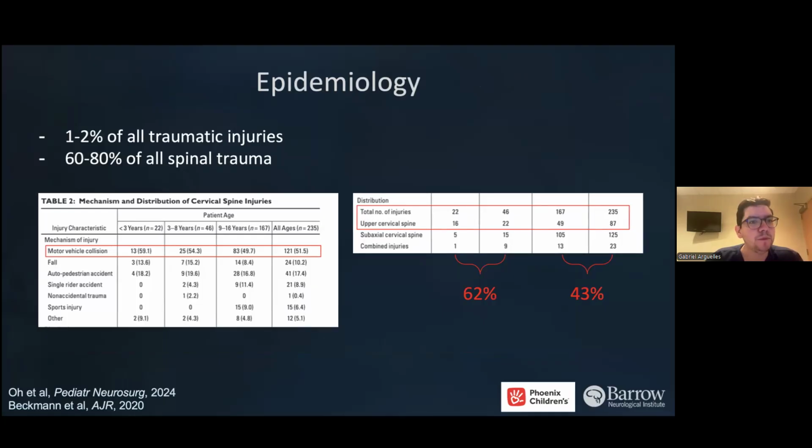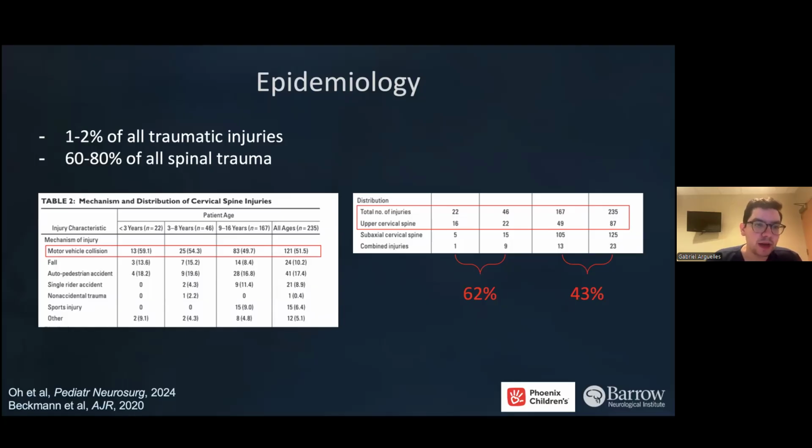Craniovertebral junction injury, or really cervical spine injuries in general, represent 1 to 2% of all traumatic injuries in children less than 18 years of age. 60 to 80% of all spinal trauma is going to be located in the neck or in the cervical spine. And we'll talk about the reasons for that.